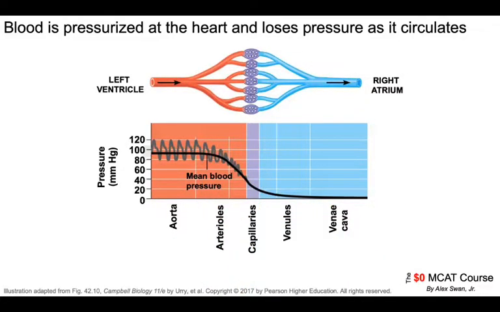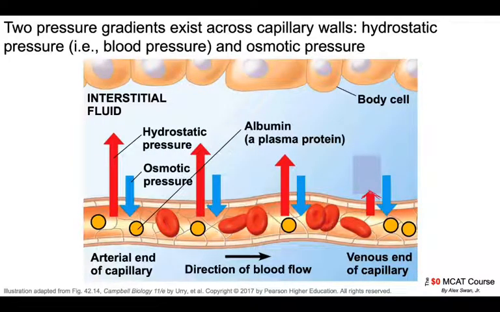Now, as I mentioned, that blood pressure is pretty much synonymous with hydrostatic pressure. Hydrostatic pressure is the typical pressure that you think about when you think about liquids that are pressurized. It's the pressure that a liquid exerts against the walls of its container, especially when that fluid is very heavily pressurized. You have lots of hydrostatic pressure. And we can see that since blood has pressure, this hydrostatic pressure exists, but it's going to decrease.